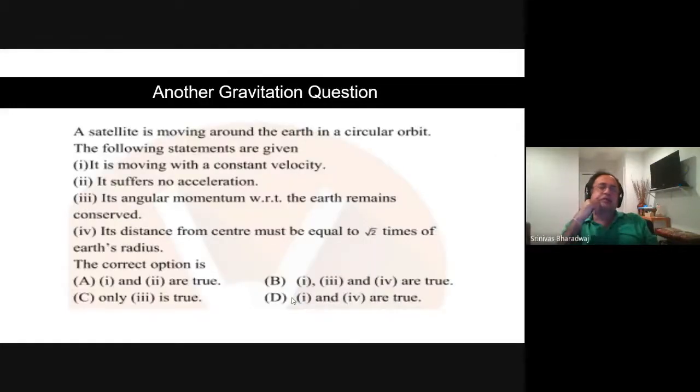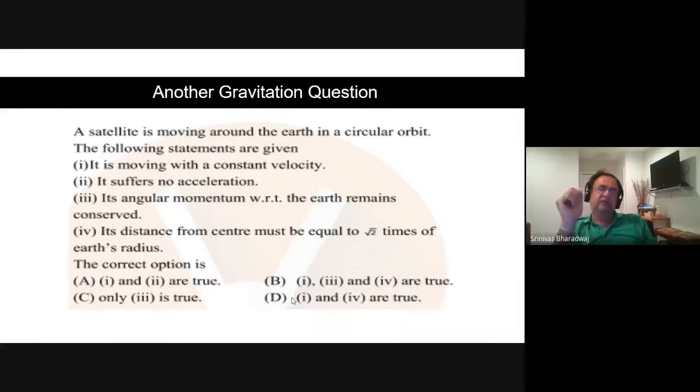There you go. Okay. So now a satellite is moving around the Earth in a circular orbit. The following statements are given. One, it is moving with constant velocity. Is that true? Two, it suffers no acceleration. Is that true? Three, its angular momentum with respect to the Earth remains conserved. Four, its distance from the center must be equal to root 2 times the radius of the Earth.